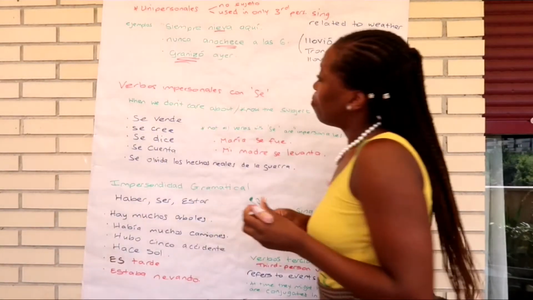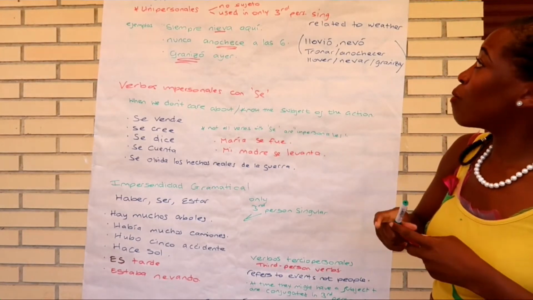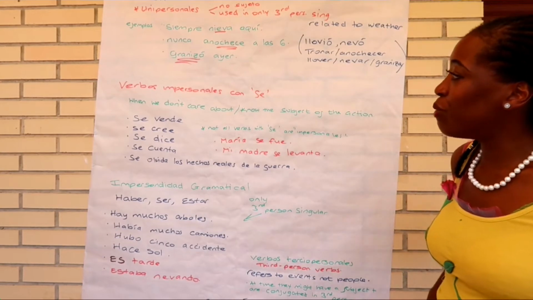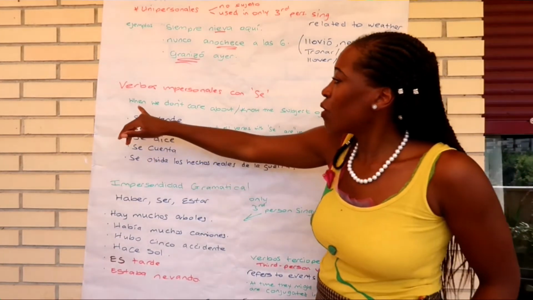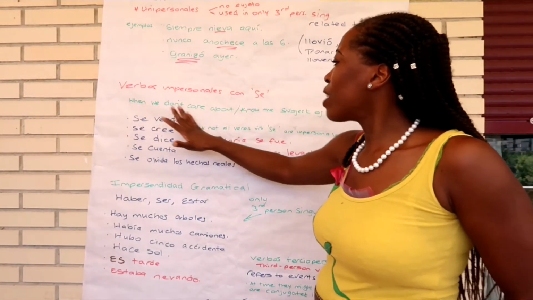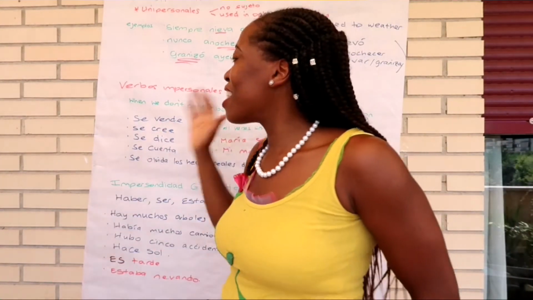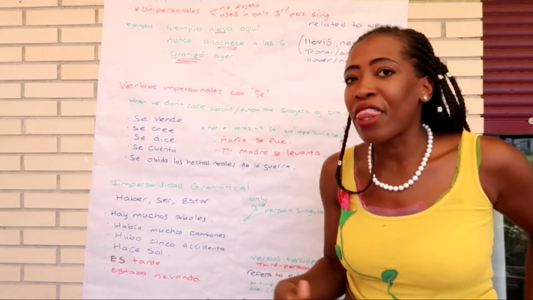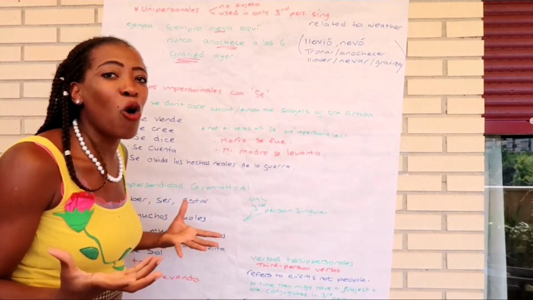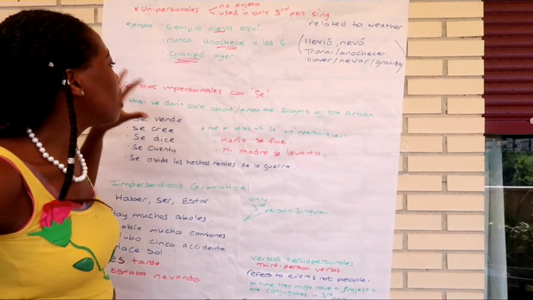Right. Verbos impersonales con se. I know I started that we're only going to use haber, but I might as well explain all of these to you because it's the same concept. Verbos impersonales con se. When you don't care about or we don't know who the subject of the action is, we will use se. And these are impersonal. Much to do with what I was saying about the verb haber, where you use it in the third person only. So, we use se to identify impersonal verbs.